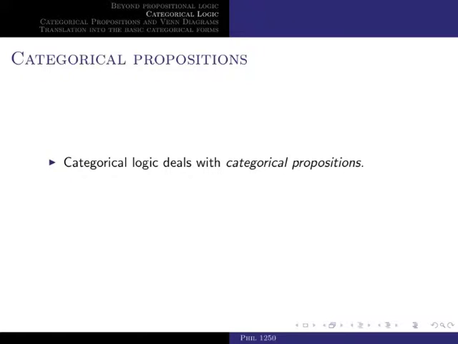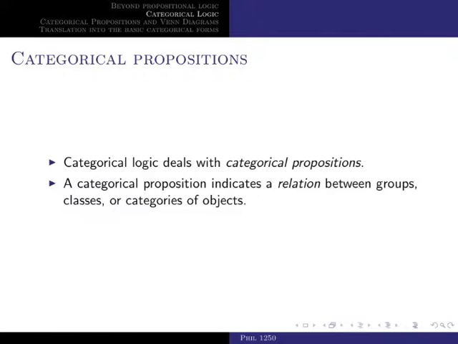The subject matter of categorical logic is categorical propositions. So we're going to start by trying to understand this notion. A categorical proposition indicates a relation between groups, classes, or, in the classic terminology, categories of objects. Hence the name categorical propositions in categorical logic.